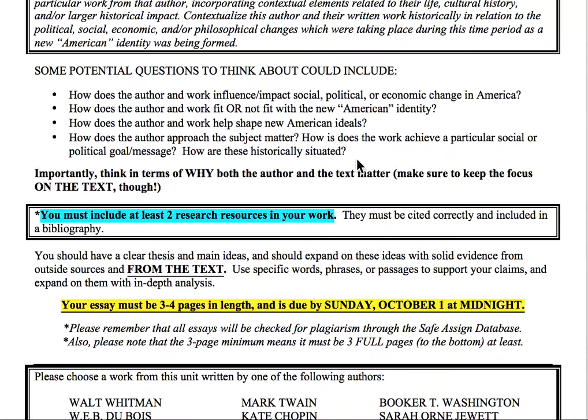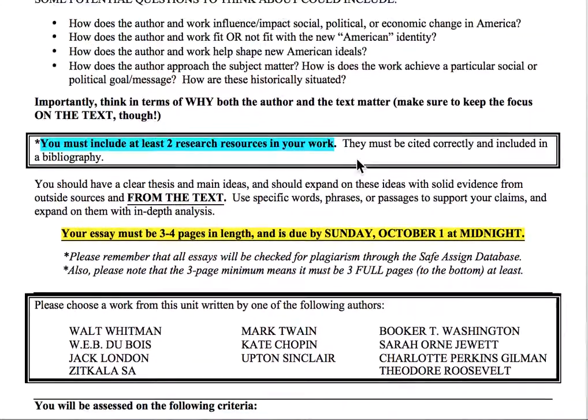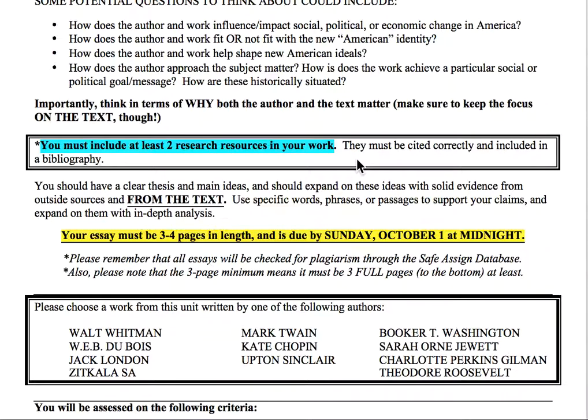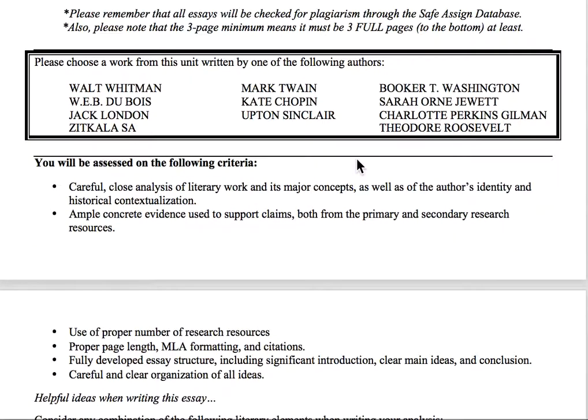So something like Upton Sinclair would work really well there because there was an actual legal precedent that was created based on his work. Something like, how does the author work fit or not fit this quote-unquote American identity? How does it go against that new American identity?